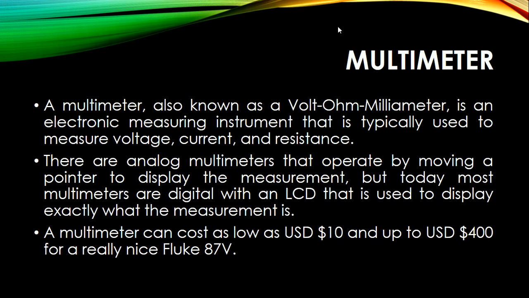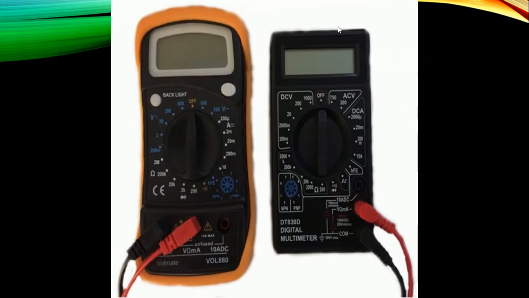So how much is a multimeter? A multimeter can cost as low as $10, which is approximately 500 pesos in the Philippines, and up to $400, approximately 20,000 pesos, for a really nice Fluke 87V, a brand of multimeter. This is an example of a multimeter. These are all digital, not analog. So we have two different brands to be exact.